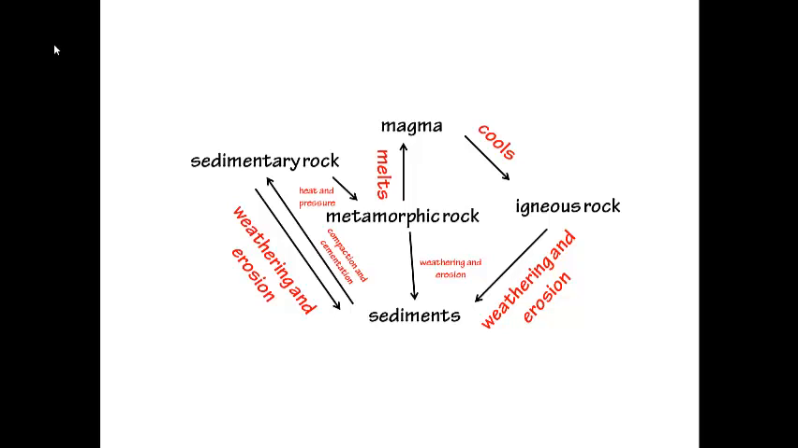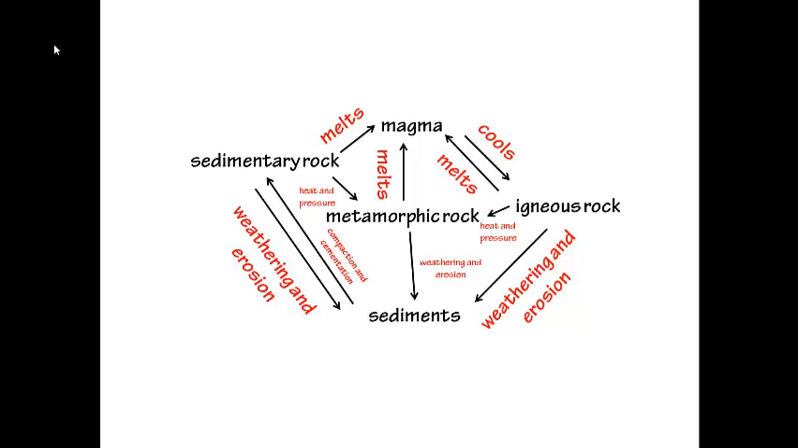Metamorphic rock can also melt and form magma. Similarly, sedimentary rock can melt and form magma. Igneous rock can also melt and form magma, or undergo heat and pressure and become a metamorphic rock. So we have completed our rock cycle diagram.